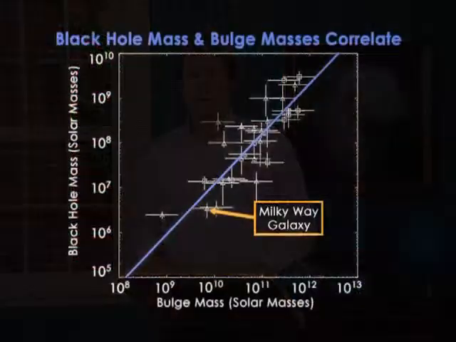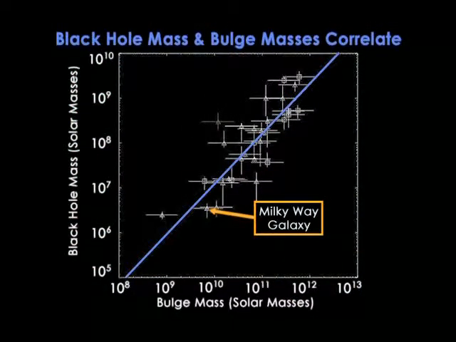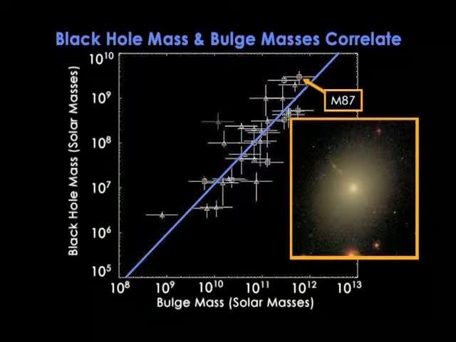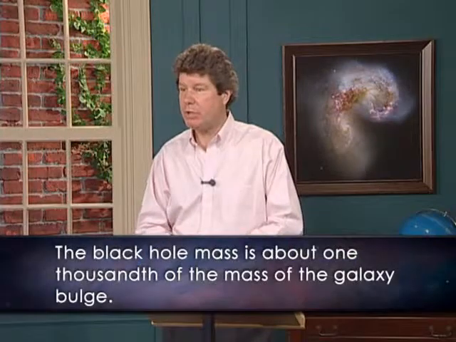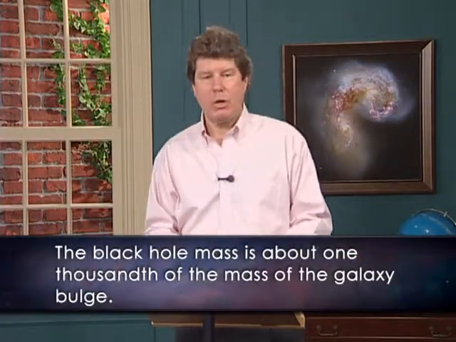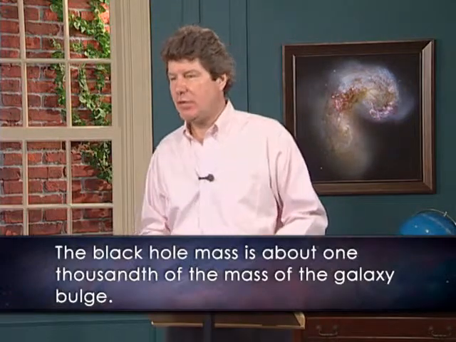And secondly, as this graph shows, the black hole mass up the y-axis increases with the galaxy bulge mass. That's along the x-axis. For example, the huge galaxy M87 has a 3 billion solar mass black hole, while, shown at the same scale, the lightweight galaxy M32 has a lightweight 2 million solar mass black hole. And on average, the black hole mass is about 1/1000th of the mass of the galaxy bulge.